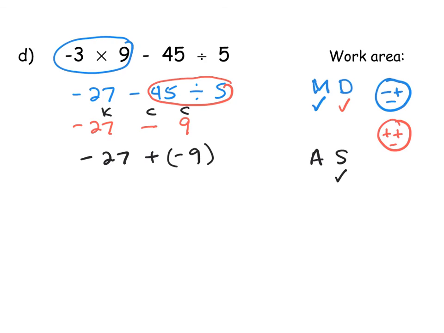We were given subtraction, and in order, if we are not working with a calculator, to make this a little bit more comfortable, we want to use our KCC, and now we have -27 plus -9. They're same signs, and the final answer is -36.